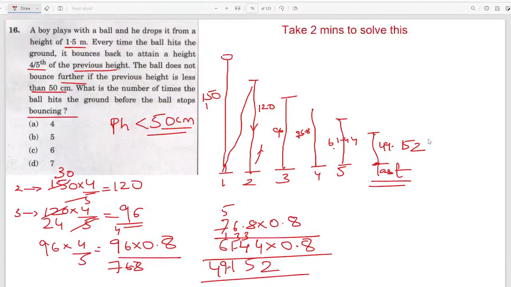Now they are asking, what is the number of times the ball hits the ground before the ball stops bouncing? The ball stops bouncing here. If the ball stops bouncing here, before this, how many times has it hit the ground? 1, 2, 3, 4, 5. It has hit the ground 5 times. The answer is B.